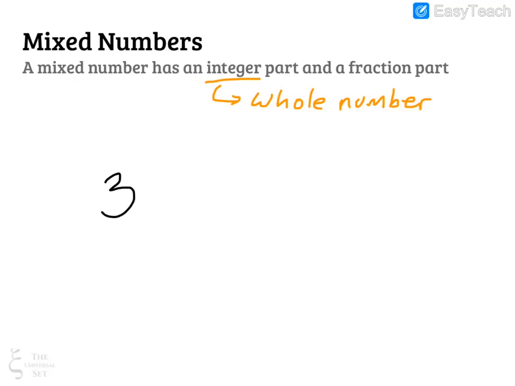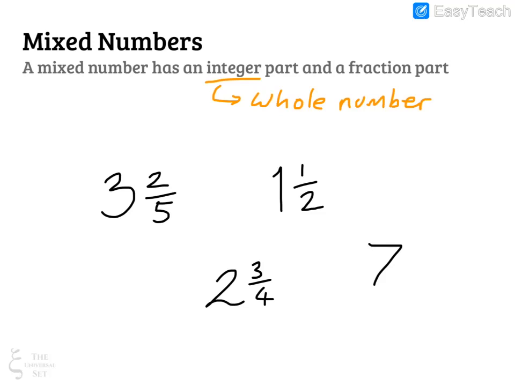So my mixed number has an integer part, which could be 3, for instance, and a fraction part. My fraction might be 2/5. So this would be the number 3 2/5, and that's called a mixed number. Other examples of mixed numbers, we could have 1 1/2, or 2 3/4, or 7 7/10. These are all mixed numbers. They've got a whole part, an integer part, and a fraction part: 3 2/5, 2 3/4, etc.